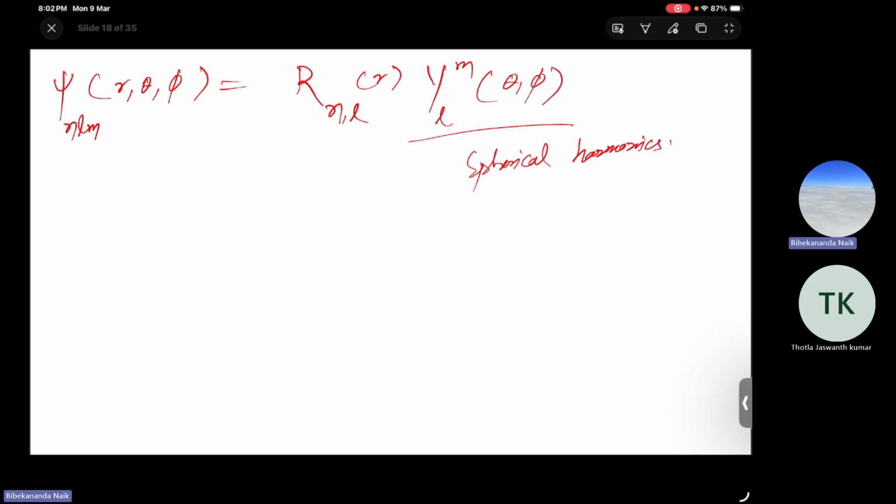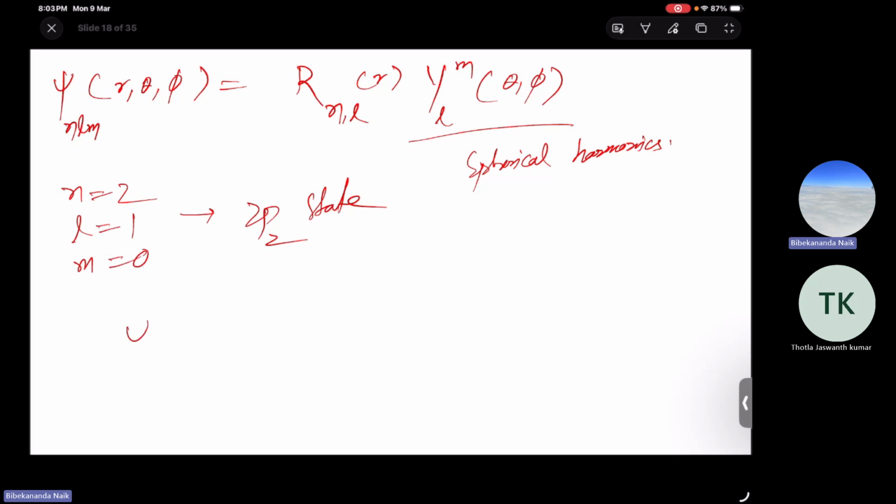So for n equal to 2, l equal to 1, and m equal to 0, what will be the form? It is the 2p state. Basically it is the 2p state: 2px, 2py, 2pz. So 2pz is 210, the 2pz state. 2px will be 211, and 2py will be 21 minus 1.